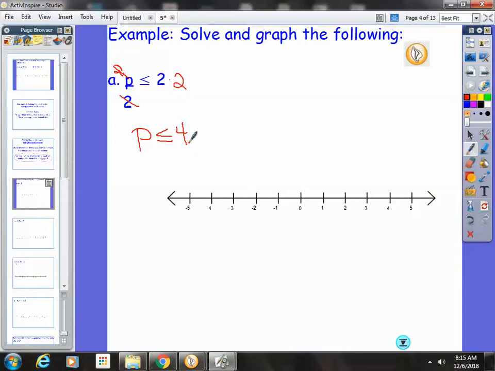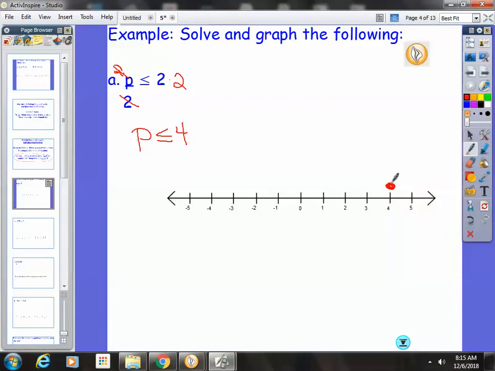Like we talked about yesterday, when we solve an inequality, we're going to have lots of answers, not just one answer. So the answers are all the numbers that are less than or equal to 4. So let's graph those solutions on our number line. Would you use an open or a closed circle at 4? Closed. So please put a closed circle at 4.